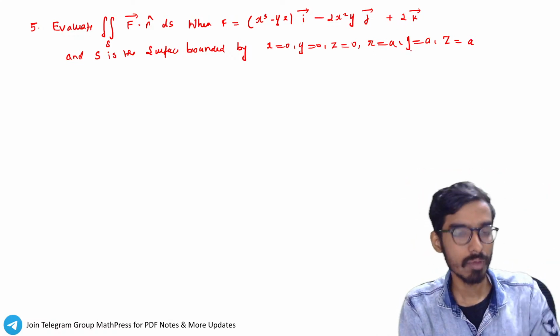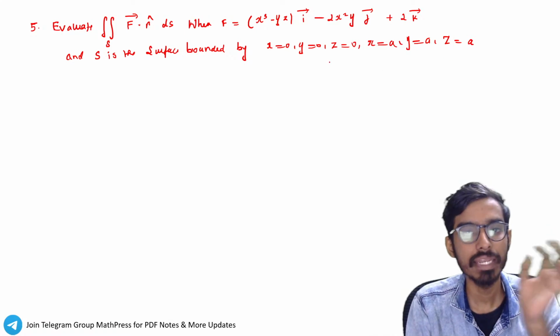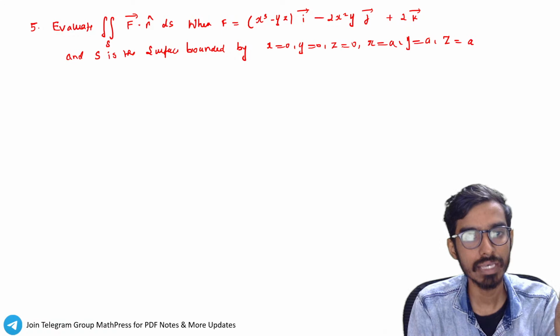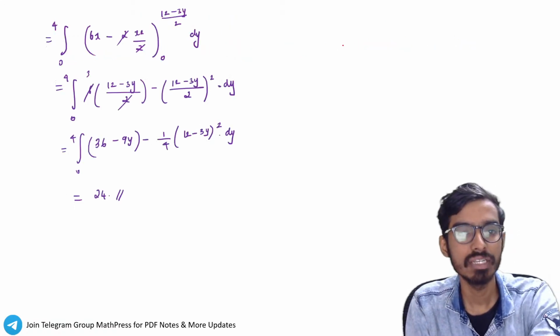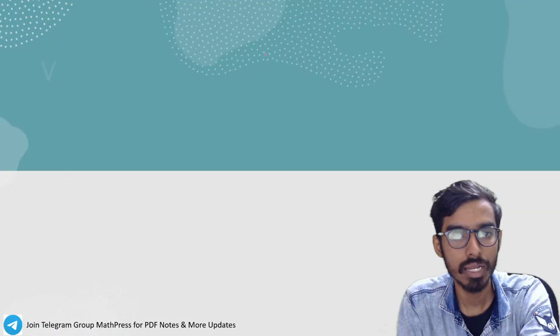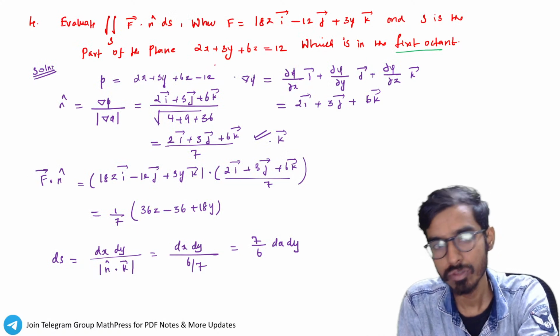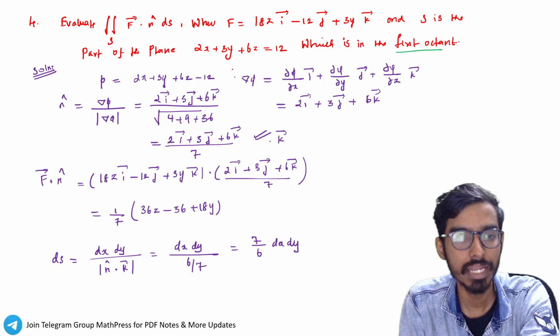Very, very different problem. In all the previous four problems, they are given an equation, right? So S will be some equation. It will be like x square plus y square plus z square is equal to 1. Here it is 2x plus 3y plus 6z is equal to 12. So we have usually written n cap to be del phi by modulus of del phi, right?